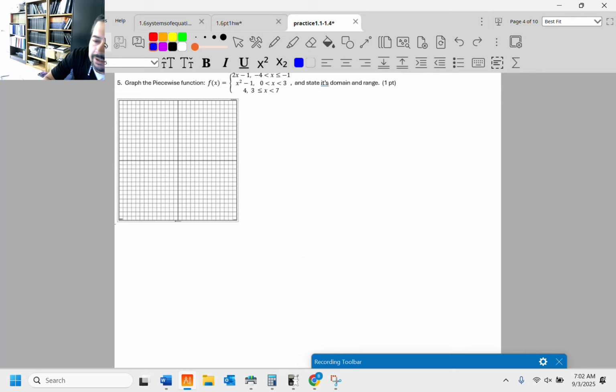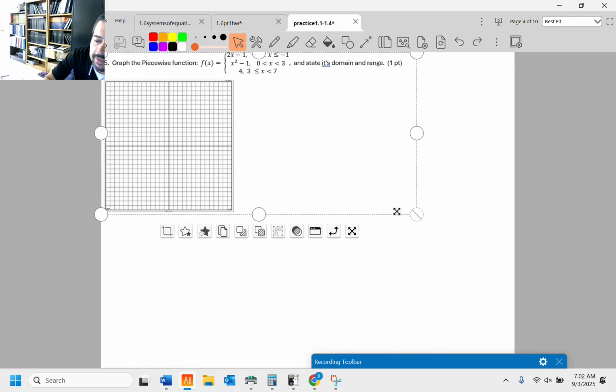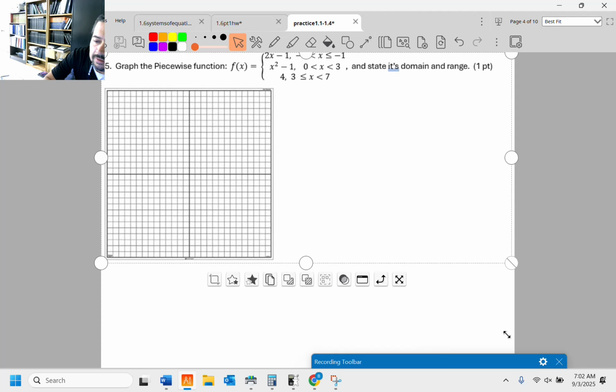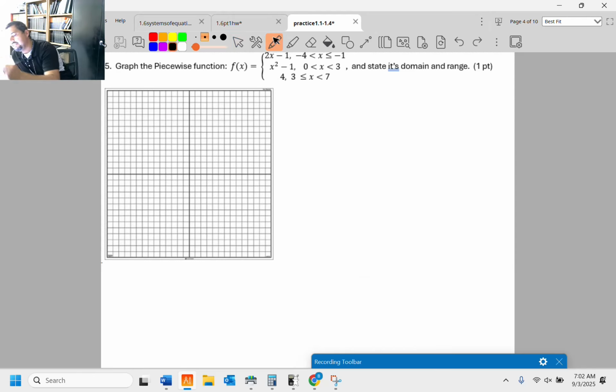Moving forward, we've got a graphing problem. Graph the piecewise function and state its domain and its range. Alrighty, so let's get to work. The best way to graph a piecewise function is simply to make tables. And of course you know what the thing looks like.